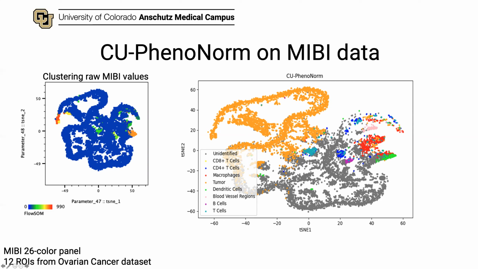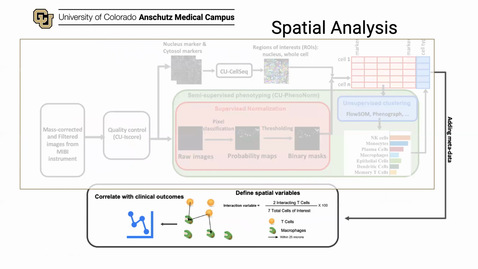And really only the very brightest markers are showing up as something that may be an actual cell cluster, but most of the cells are being thrown into this negative category. They're not paying any attention. Whereas on the right side, we can see multiple clusters, including a very large tumor cluster. There's definitely still unidentified, which means that those cells didn't stain with any of the markers that happen to be in our panel. But we can definitely see a lot more diversity in the phenotypes that are being identified with CU-PhenoNorm.